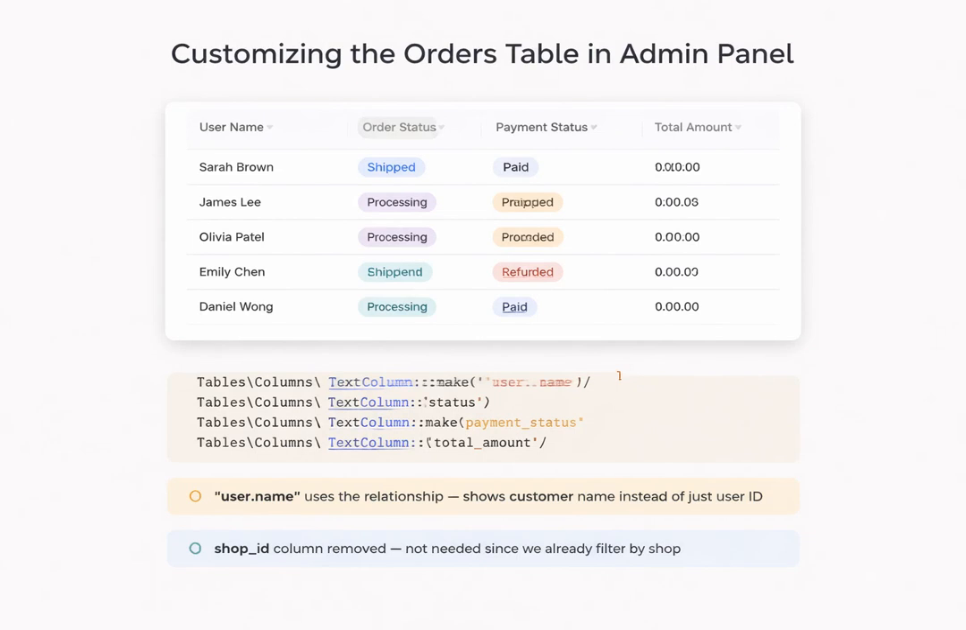Now, let's customize what columns appear in the orders table in the admin panel. Instead of showing a raw user ID number, which is meaningless to a shop owner, we use dot notation to traverse the relationship and show the user's actual name. So instead of user ID, we write user.name, and filament will automatically follow the relationship and display the customer's name. We also show order status, payment status, and total amount. We don't need to show the shop ID column because we're already filtering by shop. Every order in this list belongs to the current shop by definition.